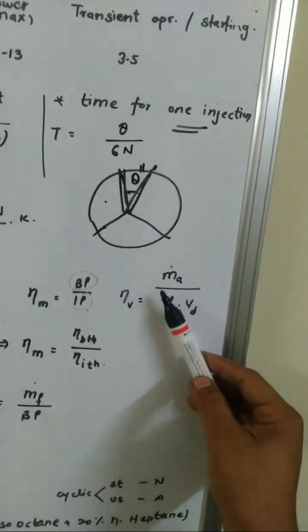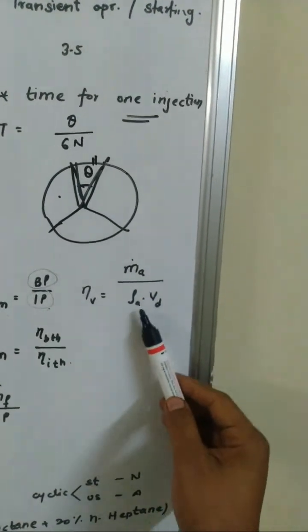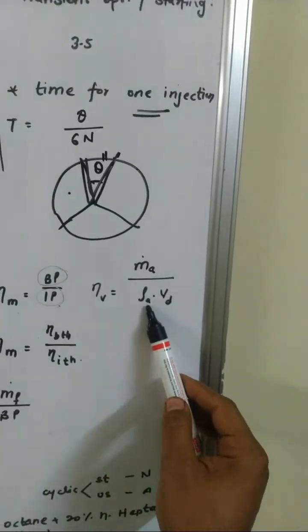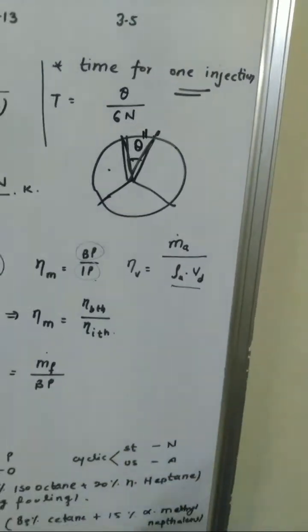In a similar way, there is a volumetric efficiency: the actual volume of the air or mass of the air divided by rho A, density of the air, into Vd, the discharge velocity.